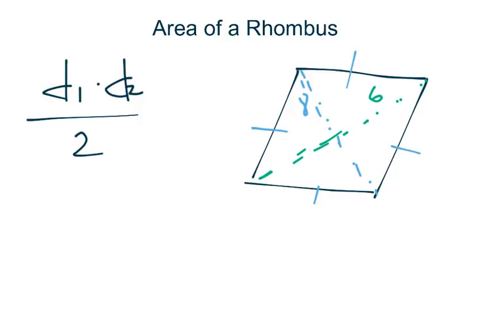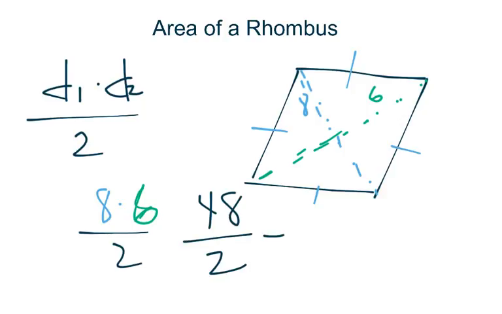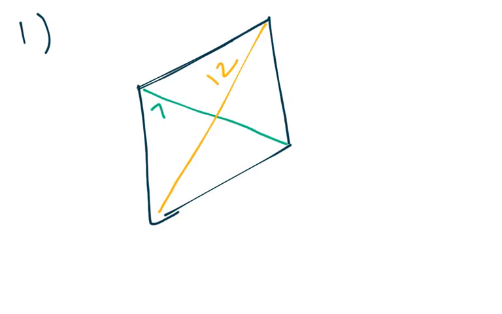So in this case, we are going to multiply the first diagonal, 8, times the second diagonal, 6, and divide it by 2. So 8 times 6 is 48, and 48 divided by 2 is 24. So this rhombus would have an area of 24. So let's look at our next rhombus, which is problem number 1.